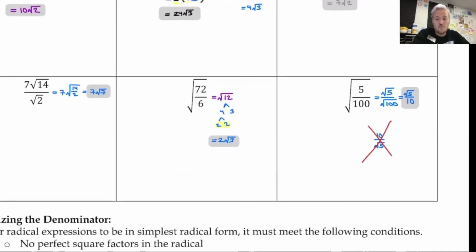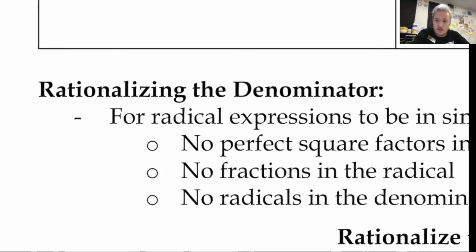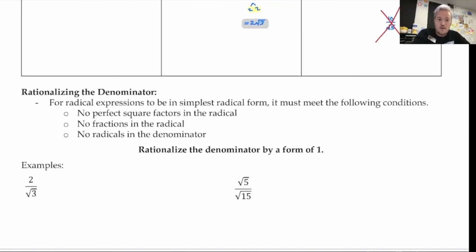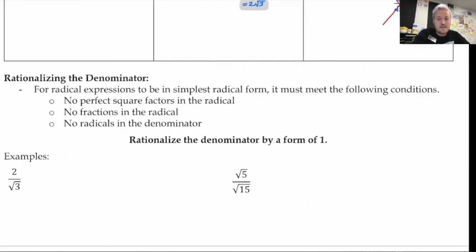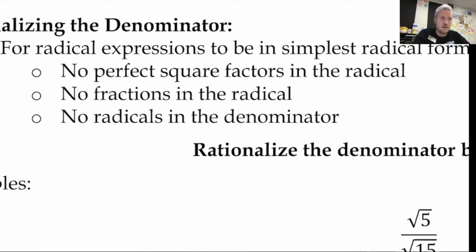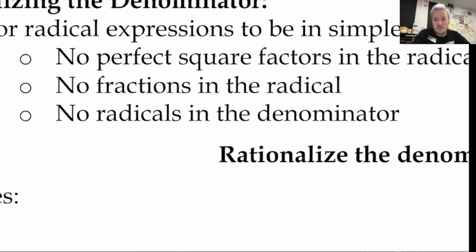So if something like that ever happens, then we have to do something called rationalizing the denominator. When I say rationalizing, it's really just rewriting it. There are these 3 conditions that have to be met for these radical problems. You cannot have any perfect square factors in the radical. You can't just leave it as the square root of 100; you have to rewrite it as 10. You cannot have any fractions in a radical because technically that radical would be in the denominator, which is a no-no. And you can't have any radicals in the denominator in the first place.